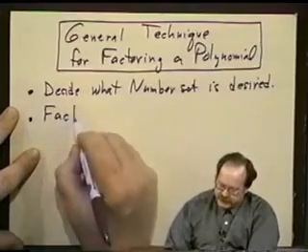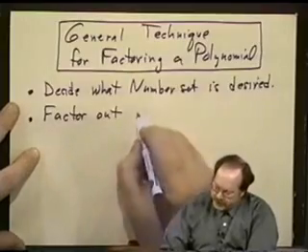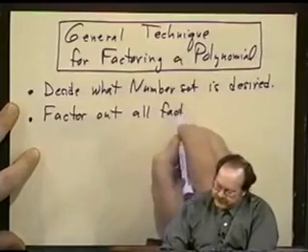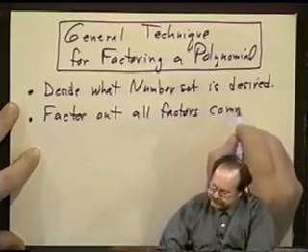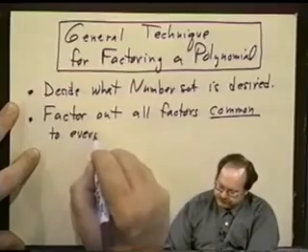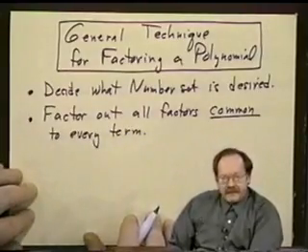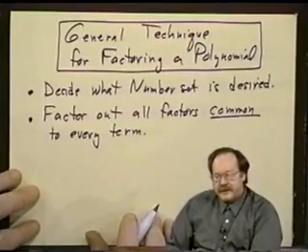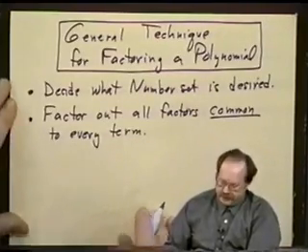Then what you want to do is factor out. Here we're using factor as a verb again. Factor out all factors. Now factor is being used as a noun. Common to every term. So when you look through a polynomial, there may be things that are common to every one of them. There may be a number you can factor out. There may be a power of x you can factor out. Do that first. Makes your life easier.